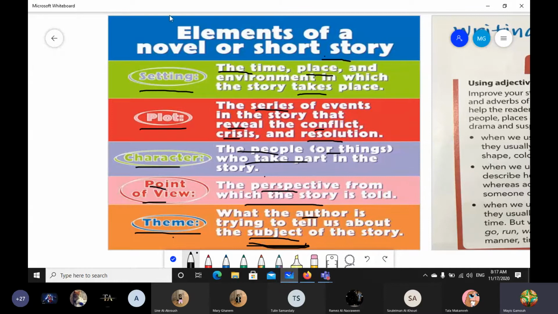So one more time, we have five elements: the setting, the plot, the character, the point of view, and the theme. The setting is the place and time of the story, the plot is the problem and how I am going to solve my problem, the character means the people who take part in the story, the point of view is who is telling us the story, the perspective from which the story is told, and the theme is the topic, the subject of the story.